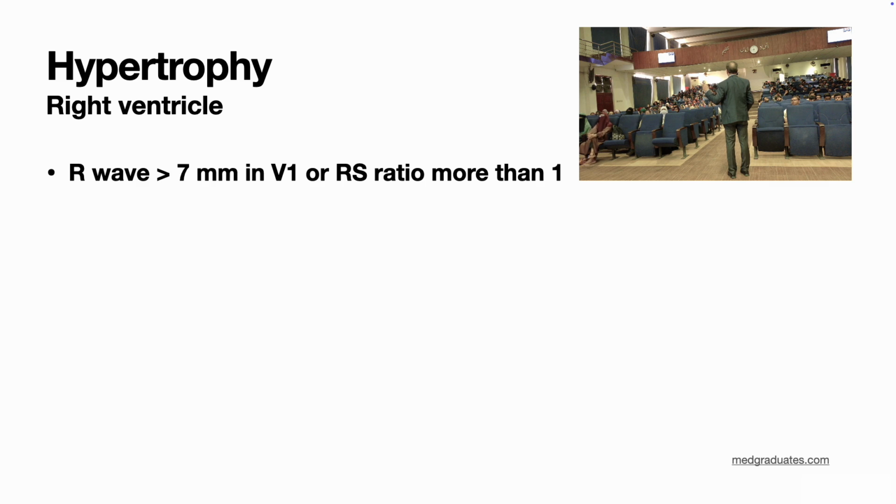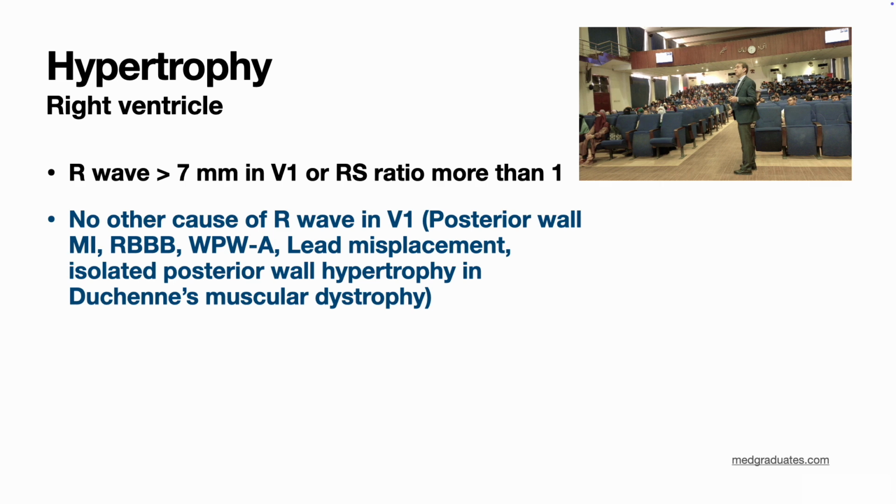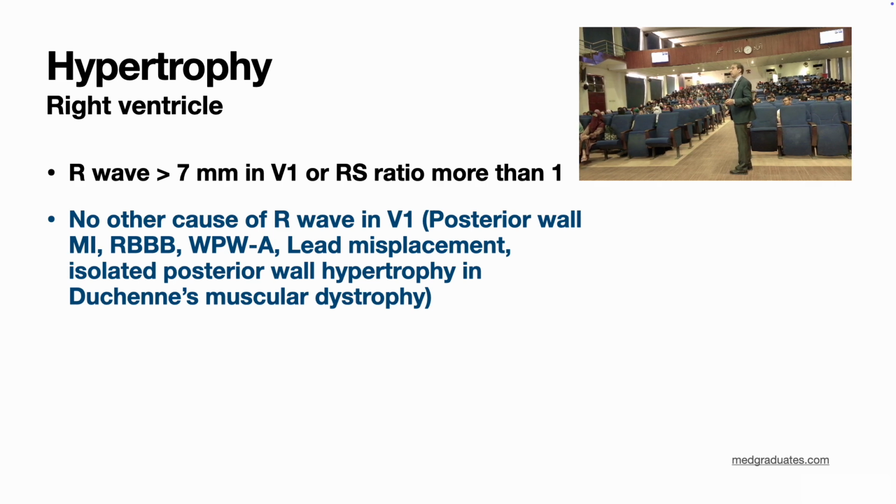If the R wave, that is upward deflection in chest lead 1, is 7 millimeter or more, this is possibly a right ventricular hypertrophy. Or if the R wave S wave ratio is more than 1, this is. But there are certain conditions that there should be no other cause of R wave in V1. For example, posterior wall myocardial infarction, right bundle branch block, WPW, lead misplacement, isolated posterior wall hypertrophy, Duchenne muscular dystrophy. They can all produce R wave in V1.